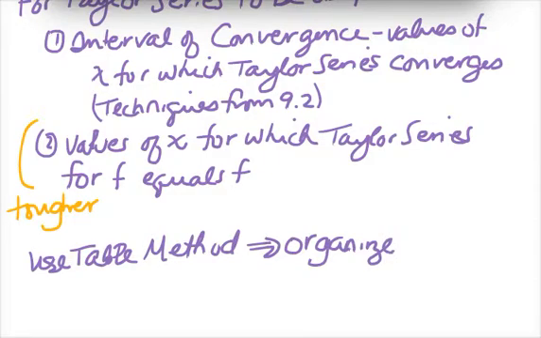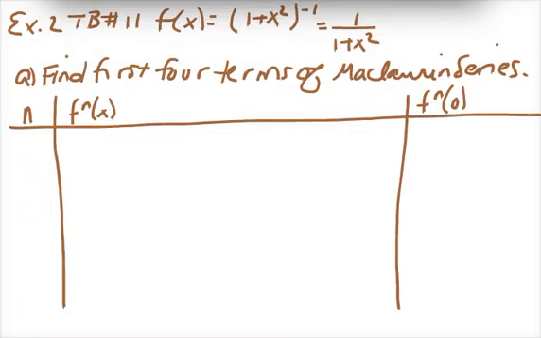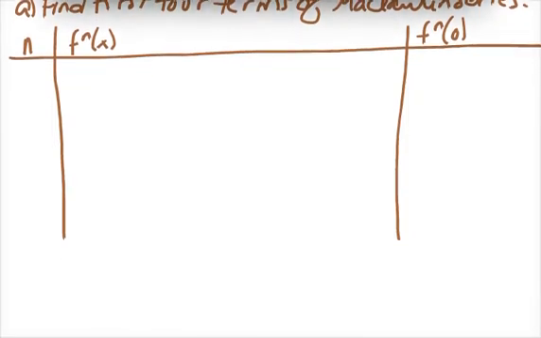Okay, the example that we're going to look at is the function 1 over 1 plus x squared, and you're asked to find the first 4 terms of a Maclaurin series. So as soon as you see the word Maclaurin, you know that a is equal to 0, or it's centered about 0. I'm going to tell you that doing the table method can get rough with further derivatives. So use Maple to help you out here. It's a lot easier.